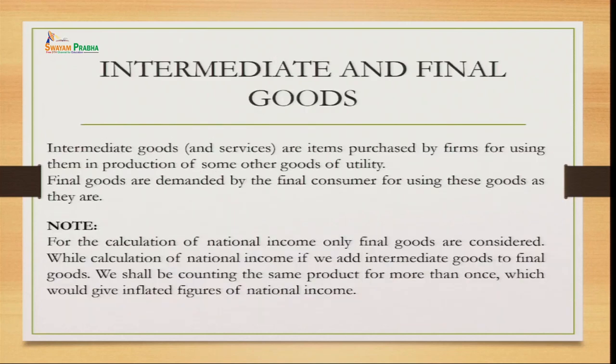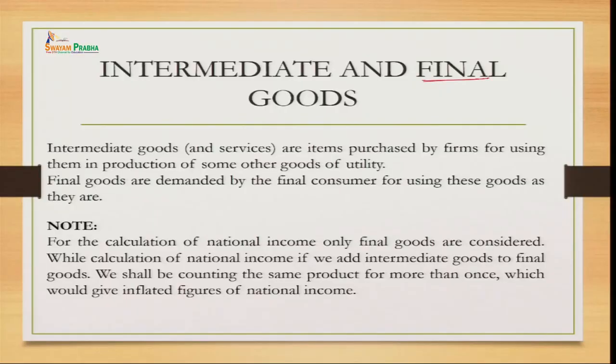Then let us look at the difference between intermediate goods and final goods. This is very important for the understanding of national income, because for the calculation of national income, we take into account the value of final goods. So, how are we differentiating intermediate goods from final goods?